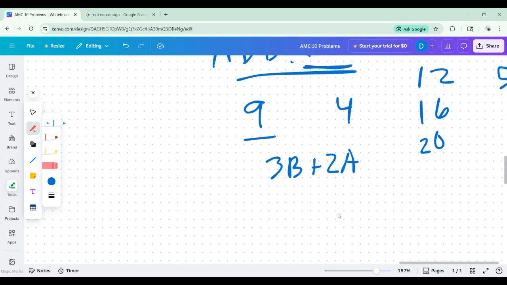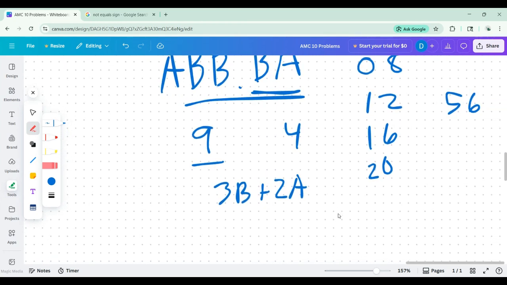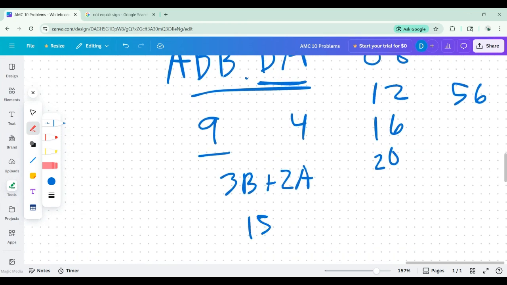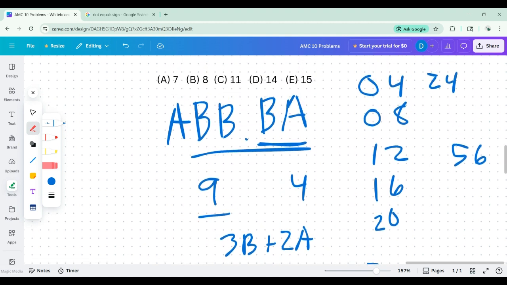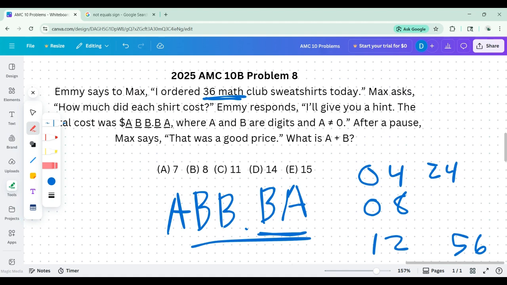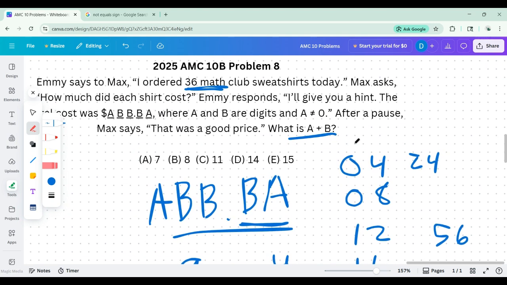Let's just double check it. B is equal to 5. And that means the sum is 15 plus A is equal to 6, which means that the sum is 12. So the total sum is 27, which is divisible by 9. 56 is divisible by 4. So the sum of A and B is 11.